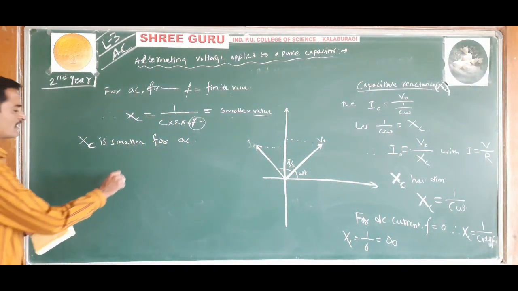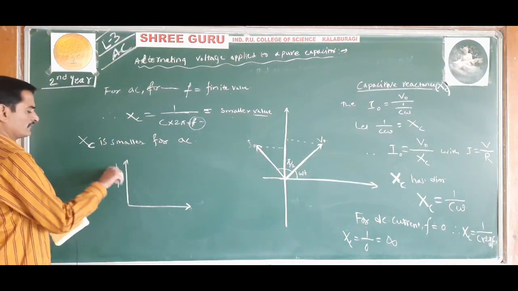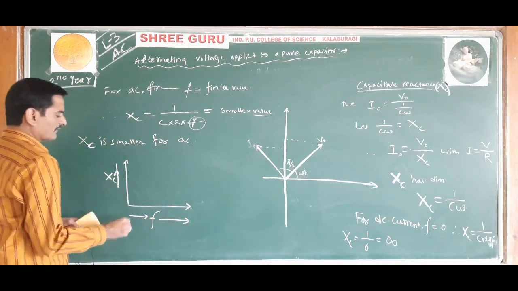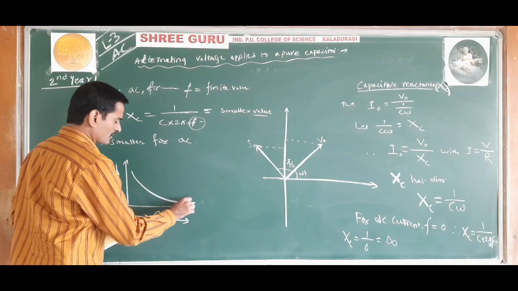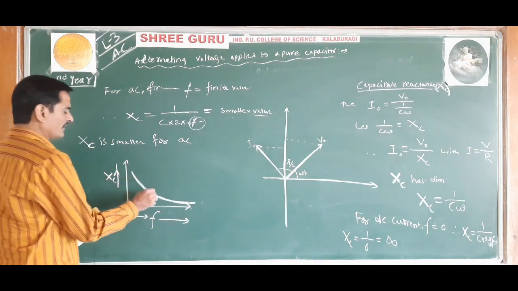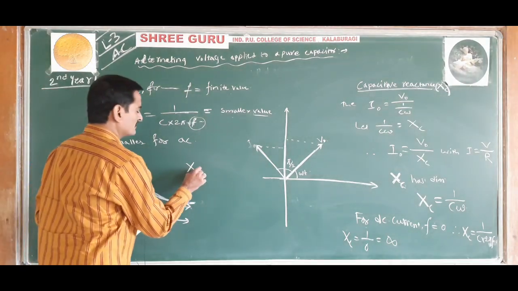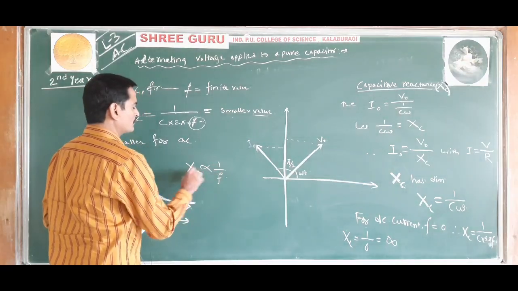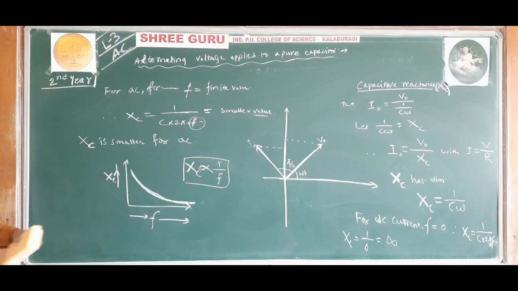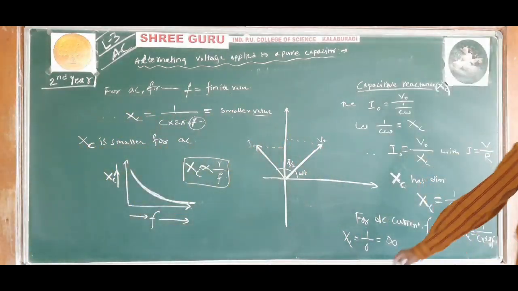And now the variation of XC with frequency. If you draw a graph of variation of XC with frequency, the graph obtained will be a curved line like this. As frequency increases, the value of XC decreases because XC is inversely proportional to frequency. So the graph obtained will be like this. Understood? So this is capacitive reactance.